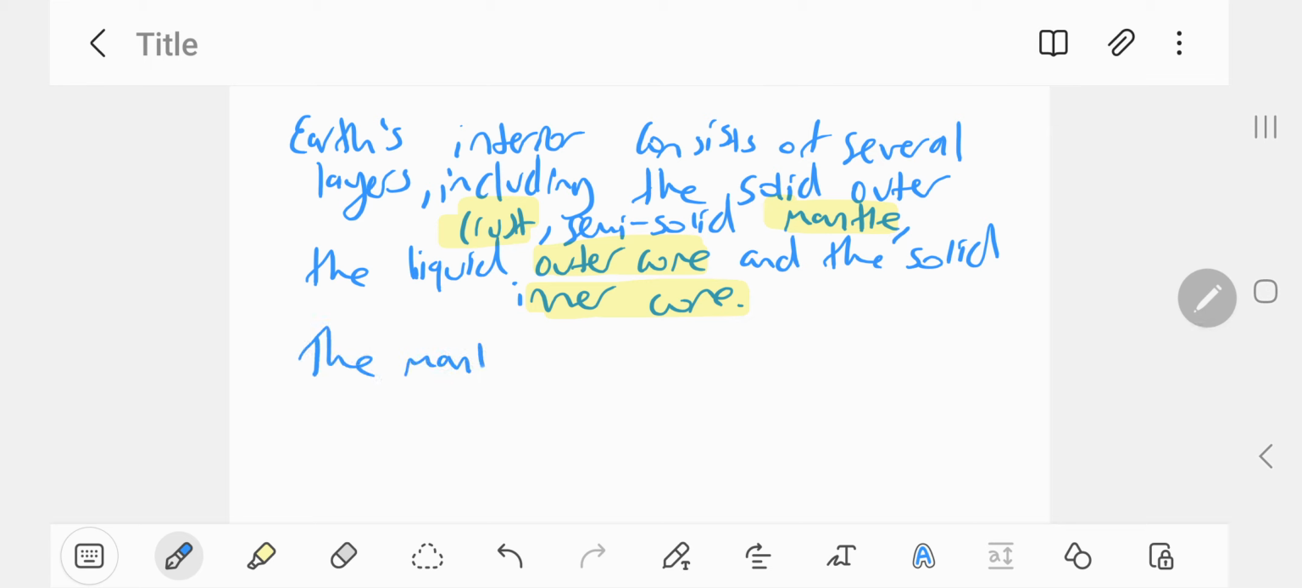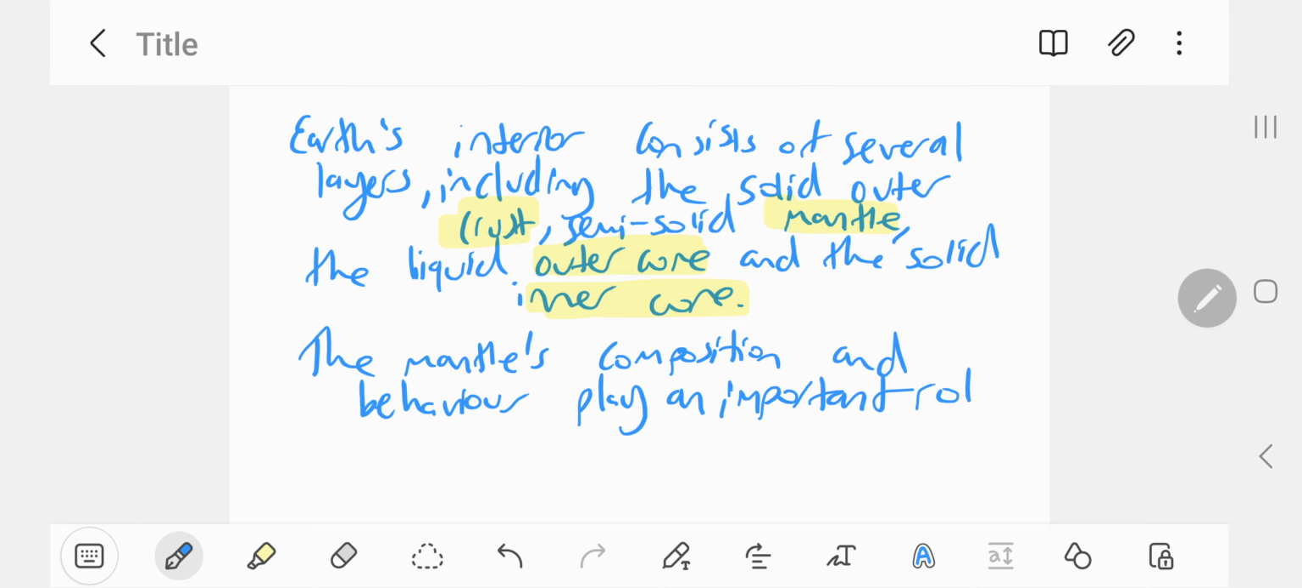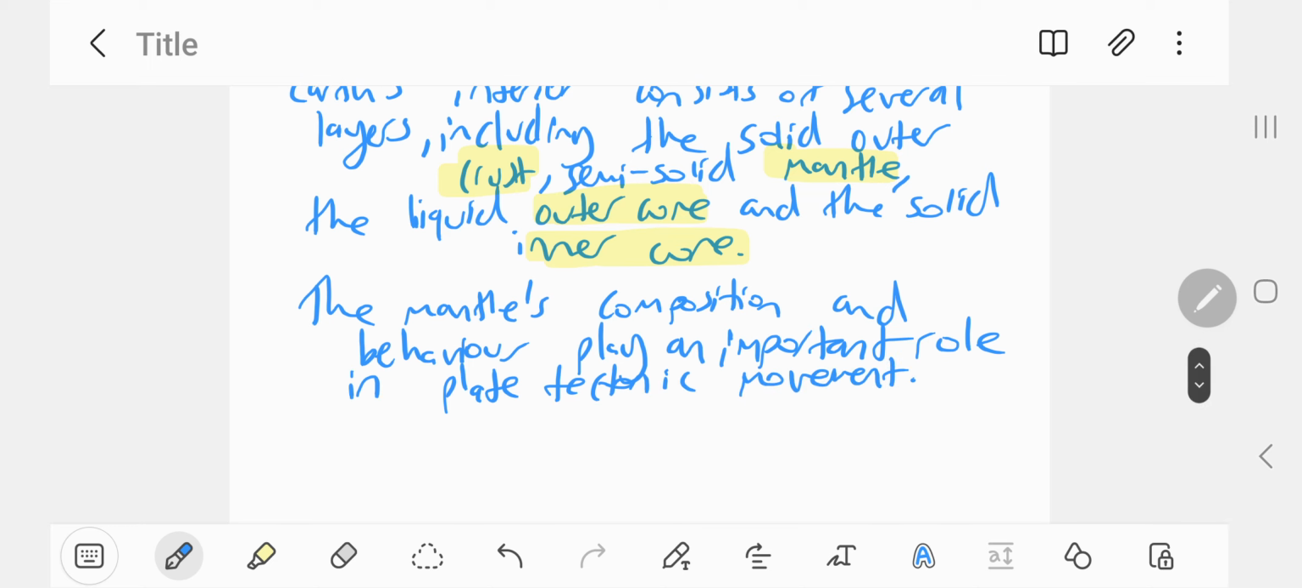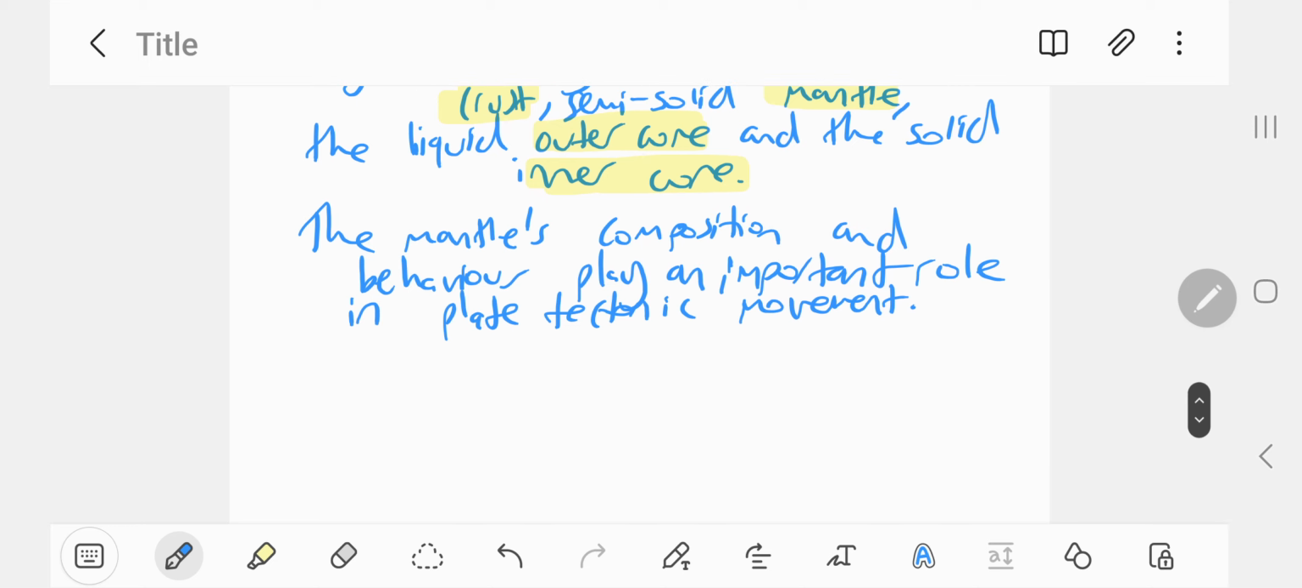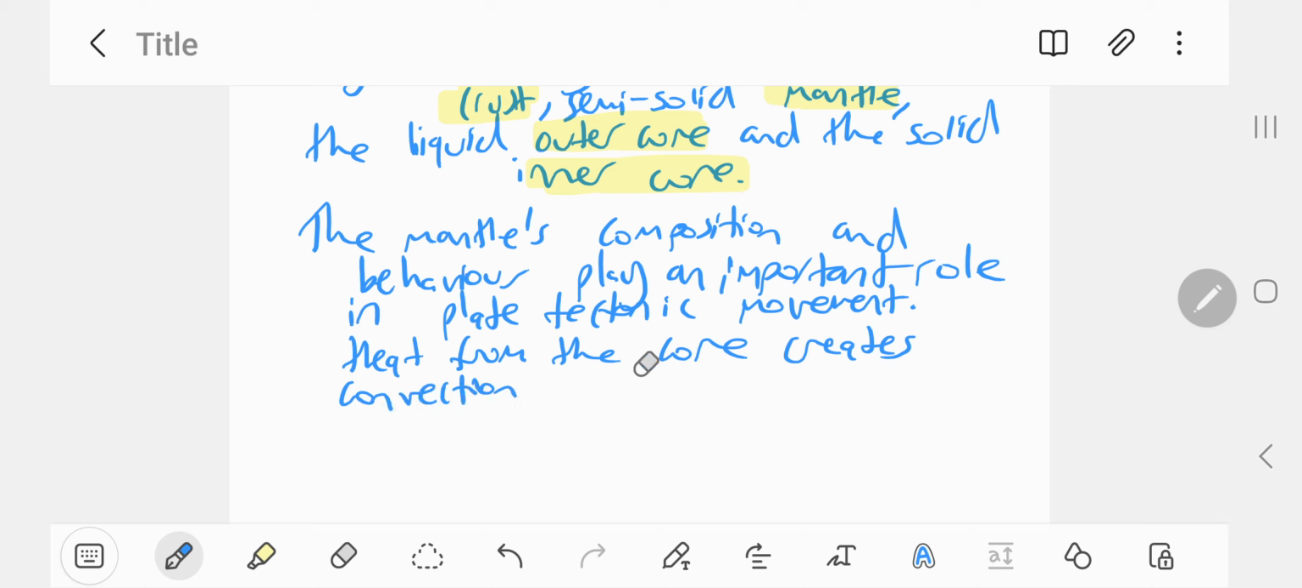Then the mantle's composition and behavior play an important role in plate tectonic movement. So you can then write heat from the core creates convection currents. I should mention here more specific. Heat from the core creates convection currents within the mantle. So cause and effect.